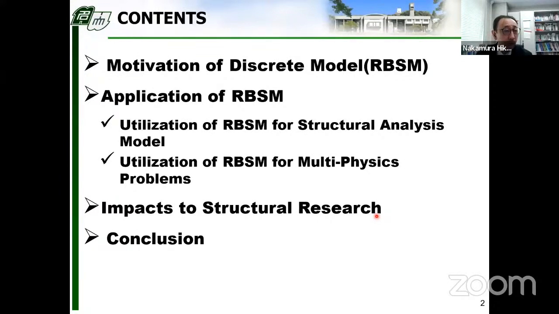This is today's content. First, I'm going to explain the motivations, the reasons to use a discrete element model. Next, I show several application results of RBSM. My main interest is the structure side, at member levels, so I explain several application results at the member level. Finally, I'd like to discuss the impact on structural research of using the discrete element analysis model.